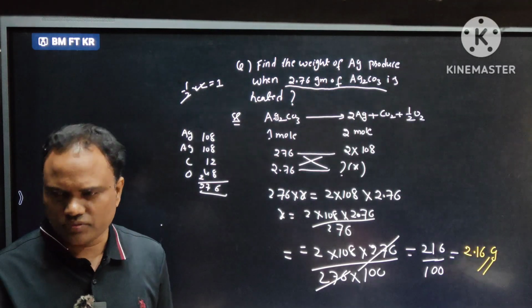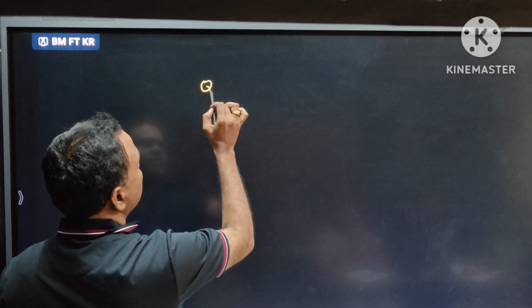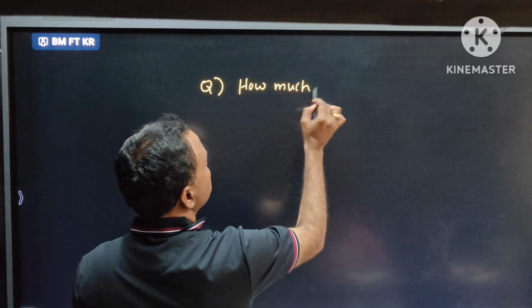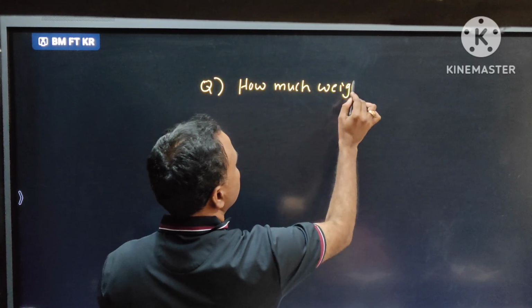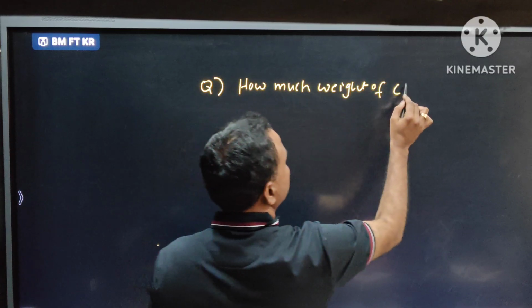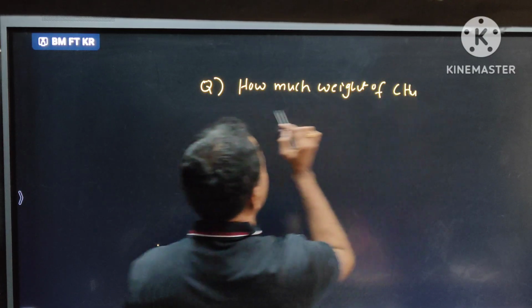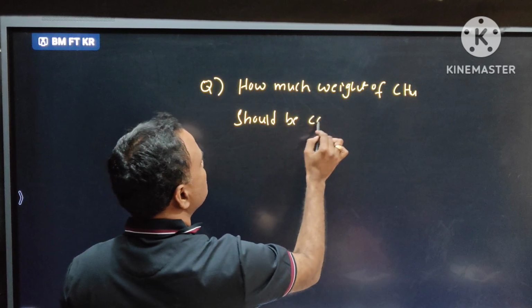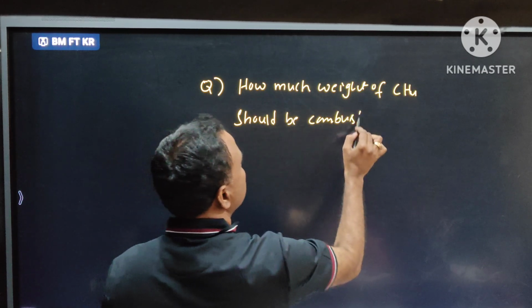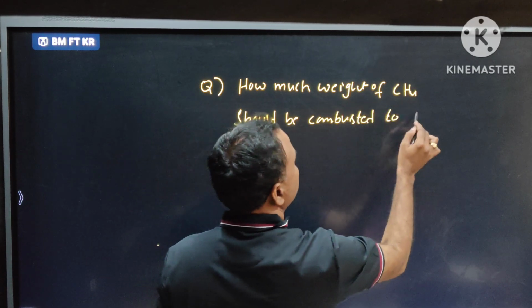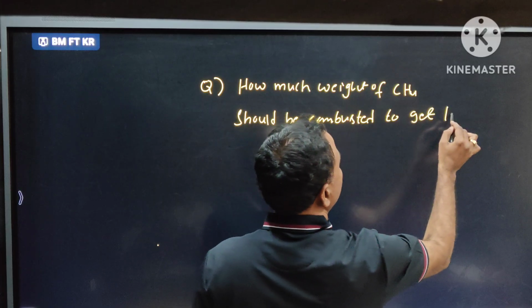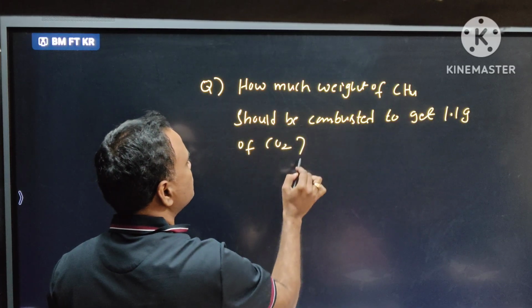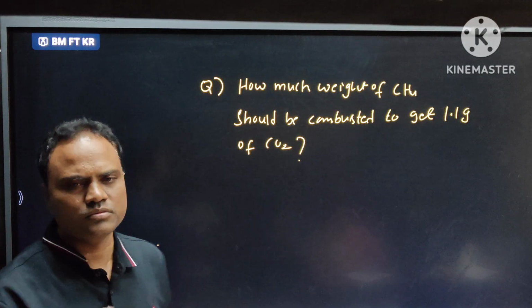Is this an easy or tough question? Do one question. How much weight of methane should be combusted to get 1.1 grams of CO2? Do it on your own.